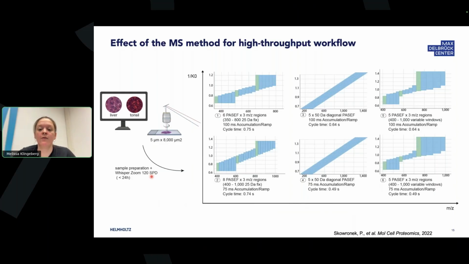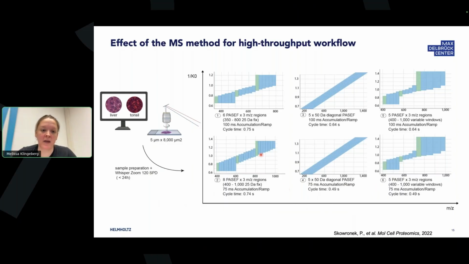So we looked into 3 common methods for the MS acquisition. Here on the left side, you can see the standard DIA methods. And then we also looked into diagonal PASEF methods and into PyDIAID optimized methods, which is a Python package that you can use. You load in your sample and you have an optimized window setup as an output that you can then use for the mass spec.